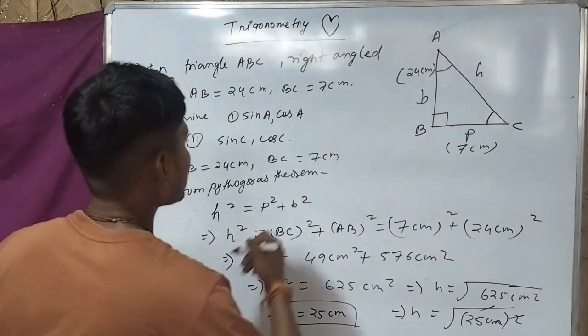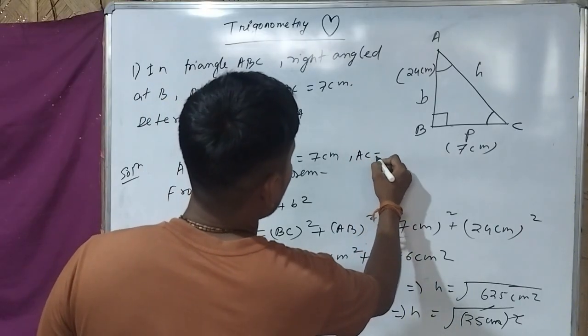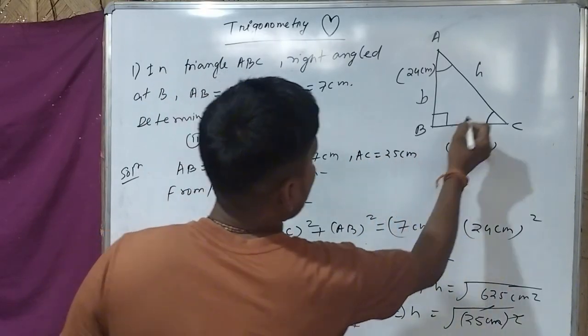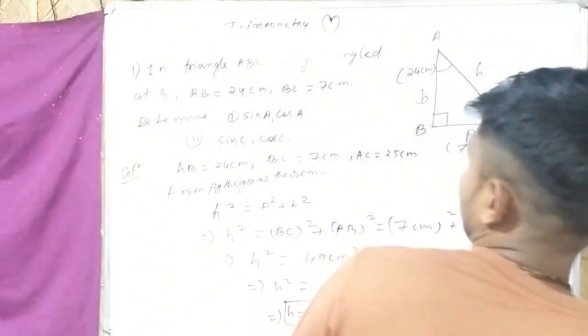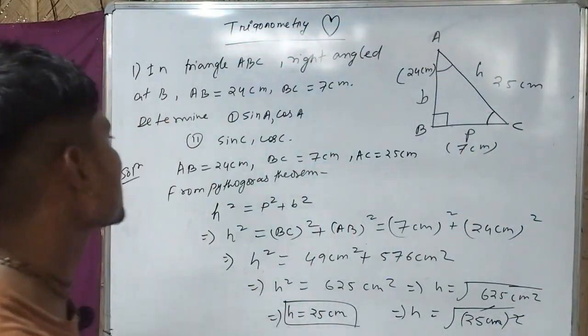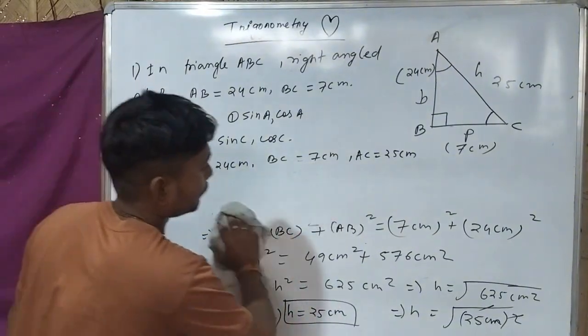So h we get is 25 centimeter. That means AC is 25 centimeter. Now we can find sin A, cos A, sin C, cos C. Now we can find all these things.